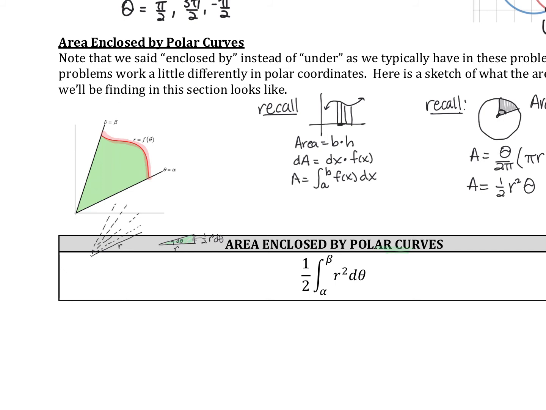If I take and add all of those tiny pieces, and I want to find the area enclosed by polar curves, I use the formula 1/2 the integral from alpha to beta, we typically use alpha and beta with polar, of r squared d theta. Just like this was the sum of all my tiny rectangles, this is the sum of all my tiny sectors. That's how we find the area enclosed by polar curves.